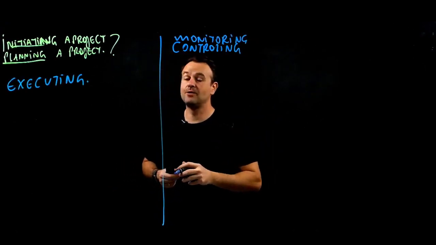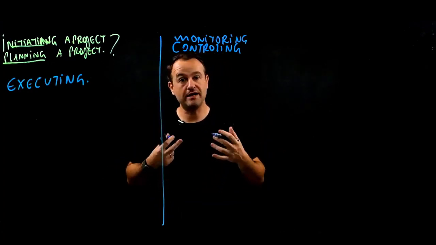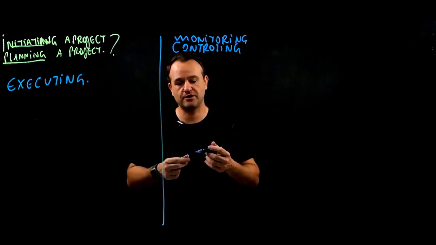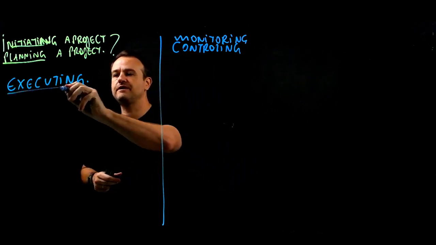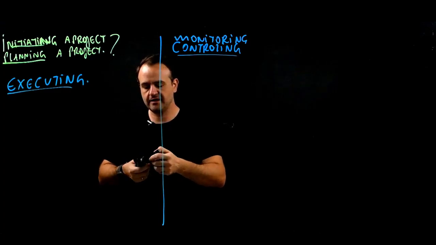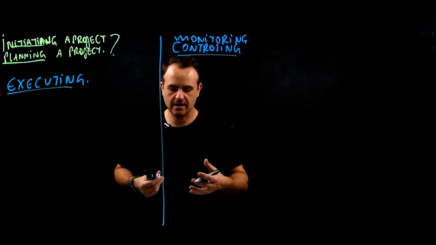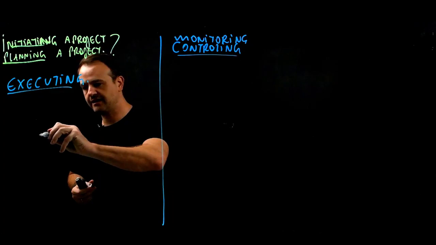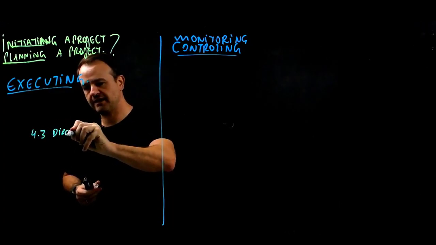All right, as I mentioned to you, we have a knowledge area that we call integration, and this knowledge area is responsible for coordinating and integrating the project plans and also all the project activities. So every time you are thinking about a new process group, you should start with the integration processes. In the execution, we have two integration processes. We have 4.3, direct and manage project work.